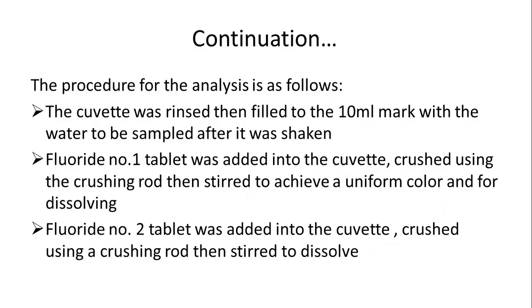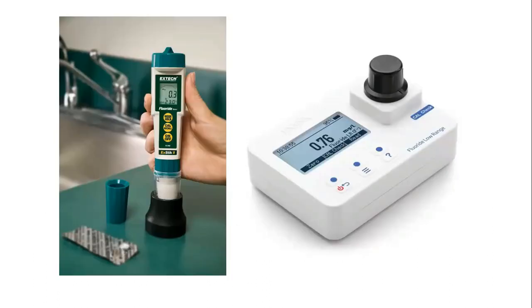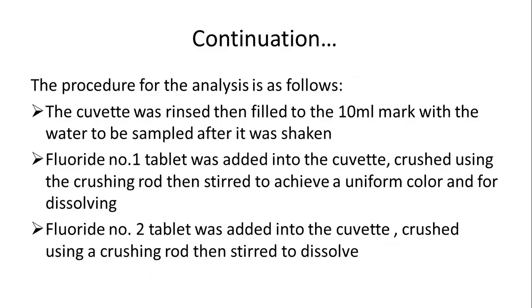So the photometric analysis technique is used to test this parameter. Apparatus to be used will include a photometer, that is the image you just saw on the right, a cuvette, which is basically a tube, that black thing there, and a crushing rod. A crushing rod is just a rod to crush the tablets that you'll be using. For this one, we'll be using a fluoride number 1 tablet and a fluoride number 2 tablet. The procedure is as follows.